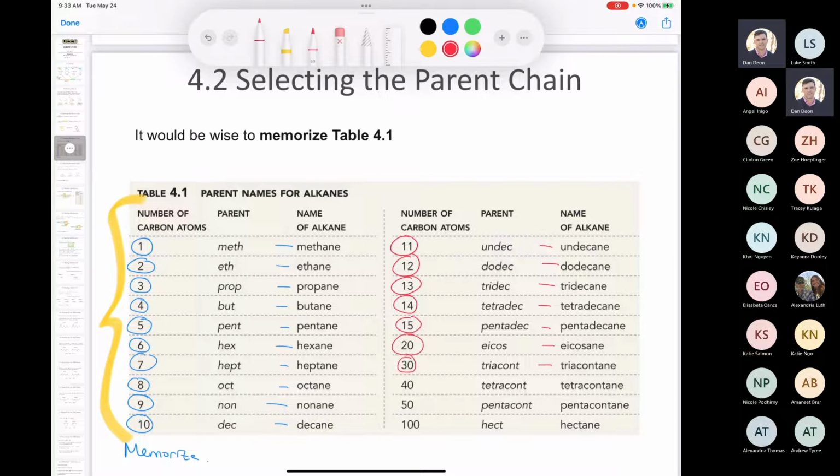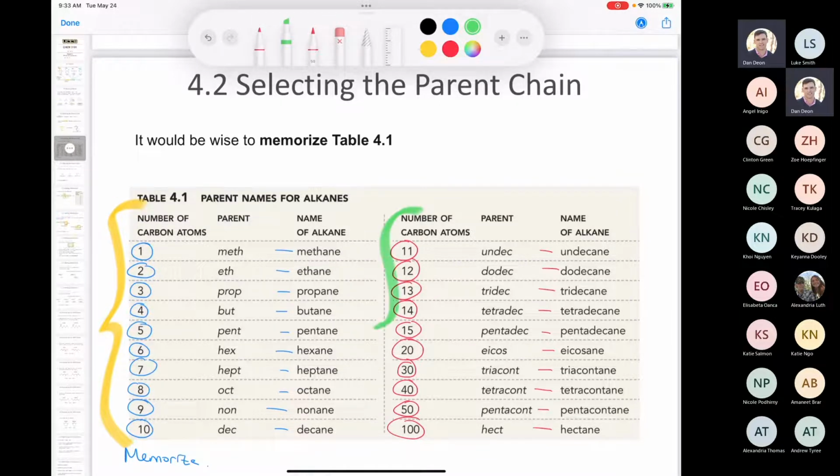Then 30 is a triacontane. What else? You've got 40 is a tetracontane, 50 is a pentacontane, and then 100 is a hectane. So now you can say, what in the hectane? When you're talking to a friend studying organic chemistry. But we'll put here, not required. Okay, so we'll write down here for these ones, not required. But memorization.